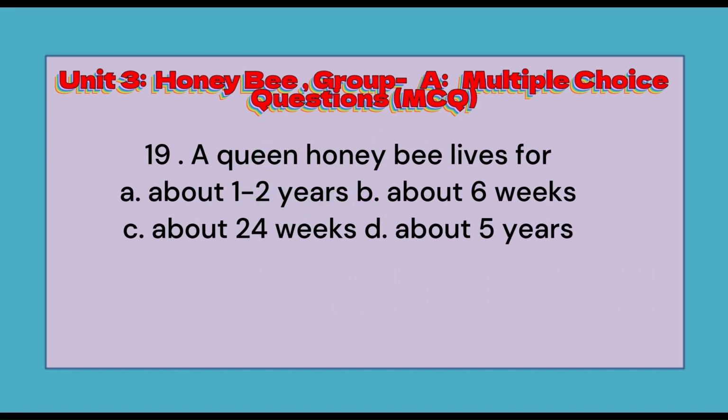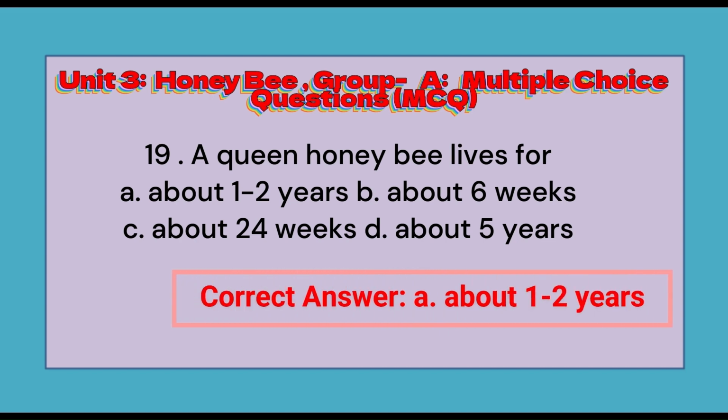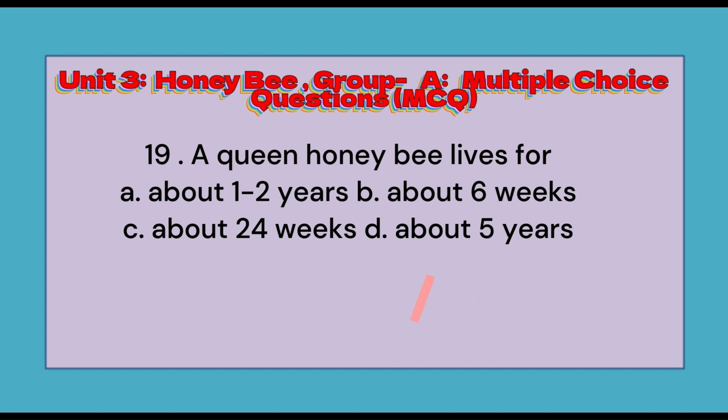19. A queen honeybee lives for A. About 1 to 2 years. B. About 6 weeks. C. About 24 weeks. D. About 5 years. Correct answer: A. About 1 to 2 years.